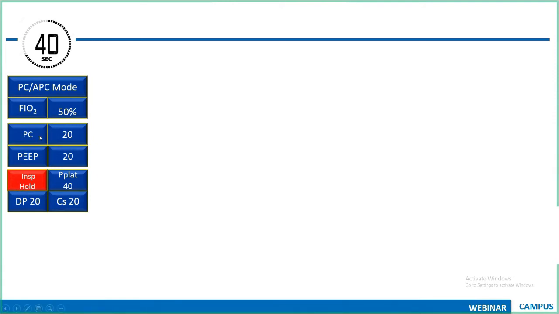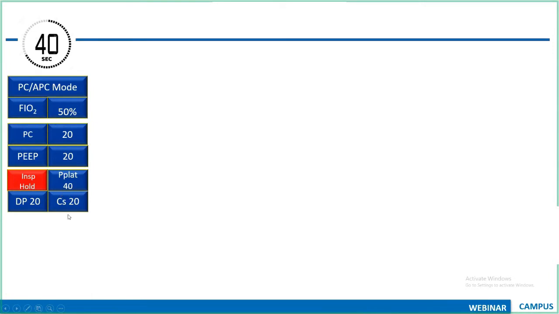I kept the pressure control, and the control I kept at 20. PEEP at 20, and it is an assist pressure control mode. And then I am ventilating it for 40 seconds. So 40 pressure for 40 seconds. Here again you can keep an IE ratio of 1:1. This is for 30 to 40 seconds. So after that what do we do?